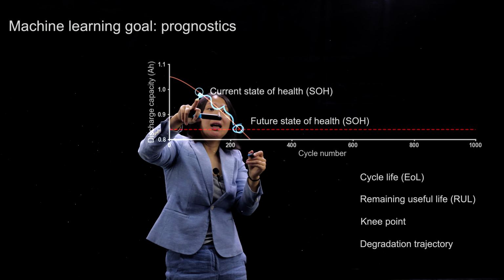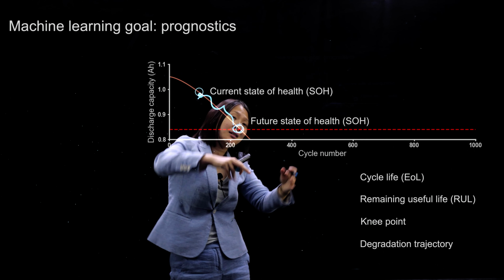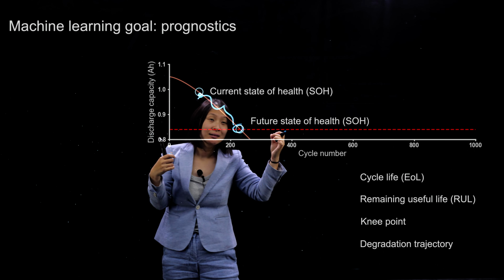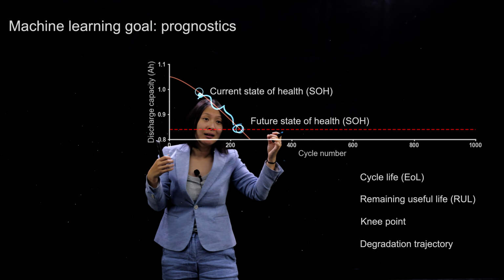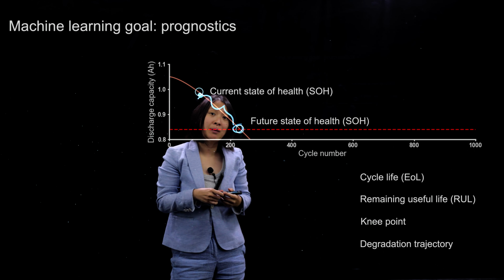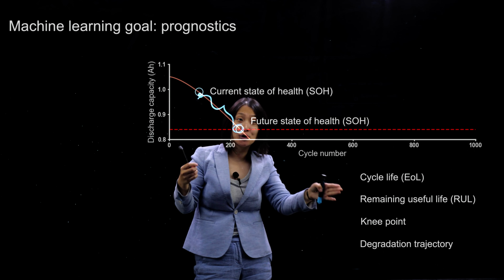maybe it is near the current state, maybe it is further along the way, but the idea is that by identifying this knee point, we would have a good understanding of when the battery starts to have accelerated degradation. And of course, sometimes our goal is actually to reconstruct the whole degradation trajectory of a battery.